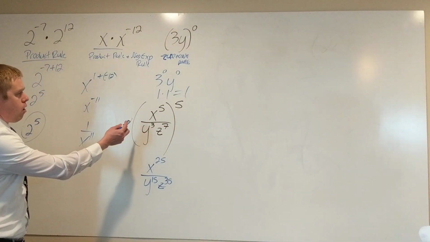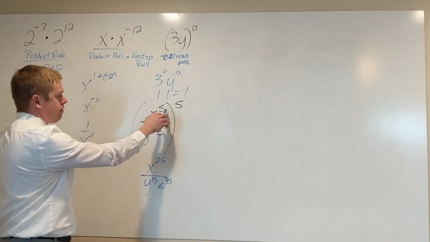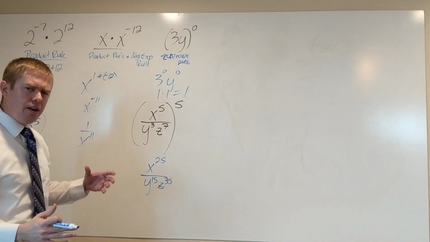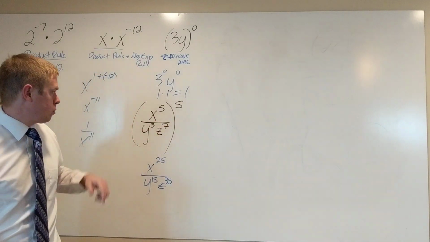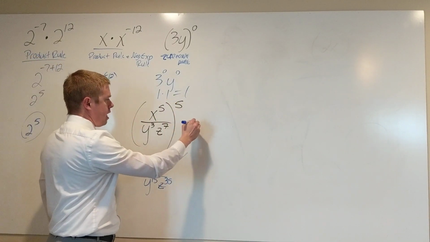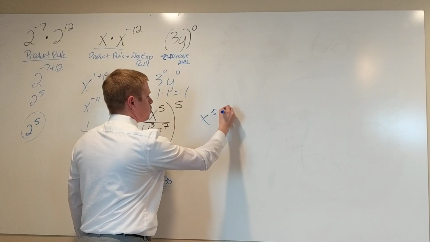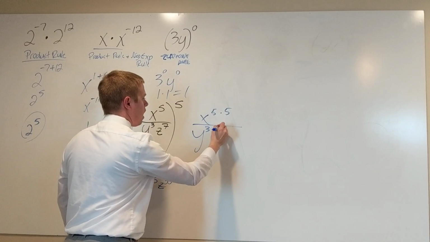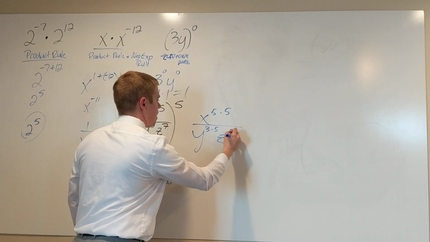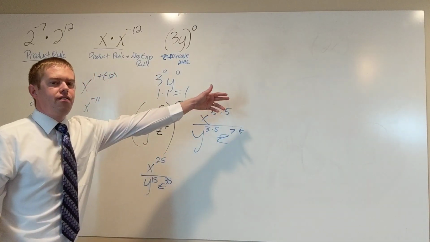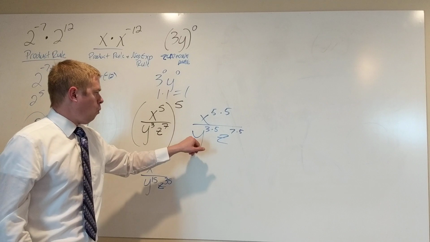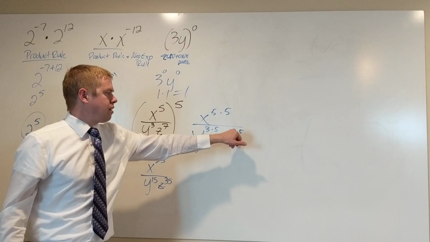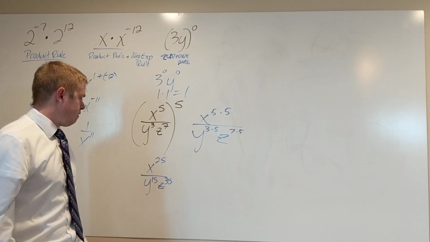So, this last power rule problem, we have parenthesis x to the 5th over y to the 3rd z to the 7th, parenthesis, all raised to the 5th. Everything in this monomial can receive the power through multiplication. So we say, well, we take x to the 5th times 5 divided by y to the 3rd times 5, z to the 7th times 5. X to the 5th times 5 is x to the 25th. Y to the 3rd times 5 is y to the 15th. And z to the 7th times 5 is z to the 35th.